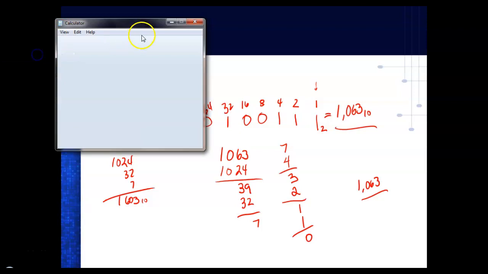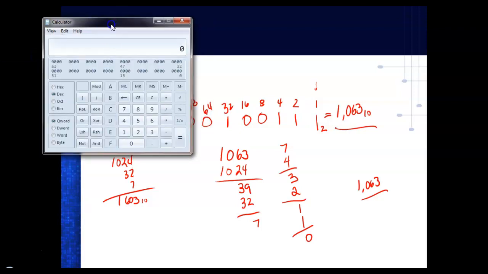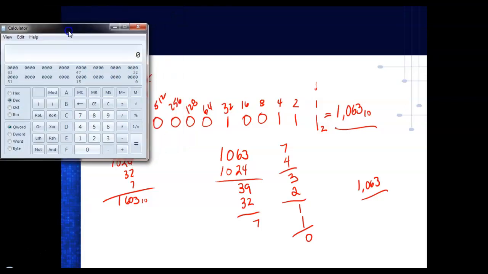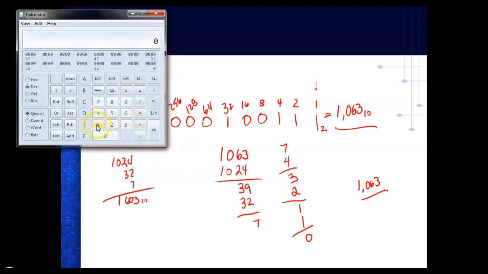So most of your programmer's calculator. This is Windows. This is available on Windows. Windows 10 calculator is even more impressive than this. My computer's still running Windows 7, so I can come over here and put it in decimal and enter 1063. And then, this is binary, by the way. This is binary already. And there it is right there. I can click that and it'll give me the binary number.